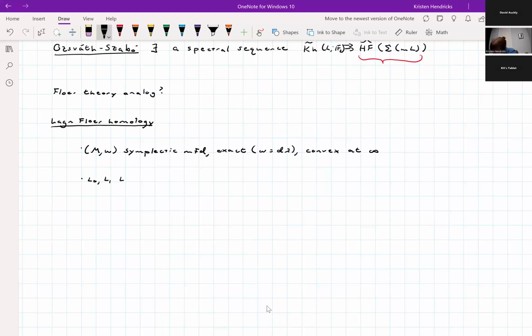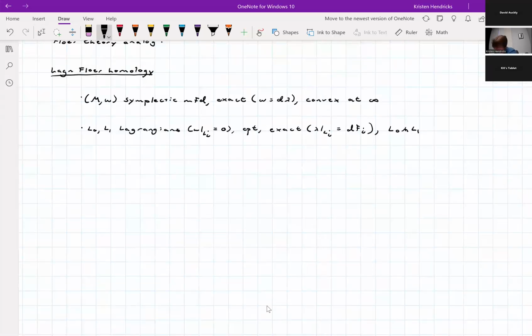So we have L0 and L1, which are going to be two Lagrangians, so half-dimensional submanifolds on which omega restricts to 0. These are going to always be compact today. And I'm also going to insist that they're exact. This means that if I take that one form lambda and restrict it to Li, then that's d of some function. And I'm going to generally want them to intersect transversely. And given all this data, what's Lagrangian Floer homology?